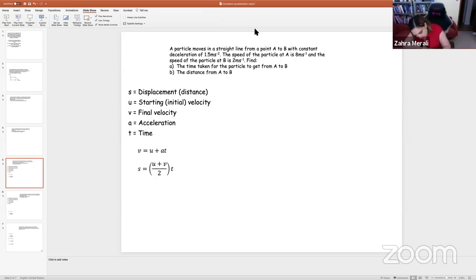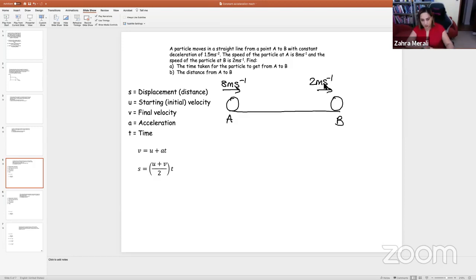So what we're going to do is the same thing, but in this case, to get into the habit of it for trickier questions, it might be worth just drawing a diagram. So we're going from A, where we're at 8 meters per second, to B, where we're now at 2 meters per second. And we're going to write SUVAT out again: S, U, V, A, T. We're going to ask, what's my s, what's my u, what's my v, what's my a, what's my t? What do I know?